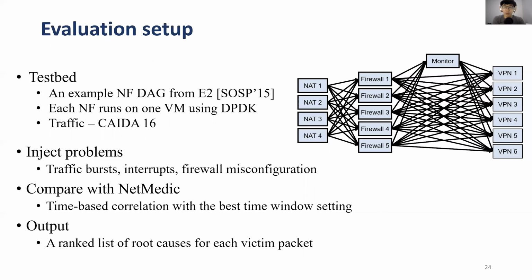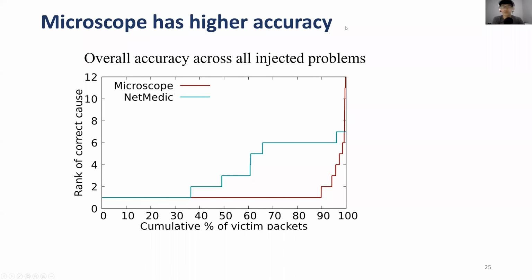We compare Microscope with NetMedic, which is a typical diagnosis system using time-based correlation. We configure NetMedic with the best time window setting. The output of each system is a ranked list of root causes for each victim packet, and we compare the accuracy of the 2 systems using this output. Overall, Microscope has much higher accuracy than NetMedic.